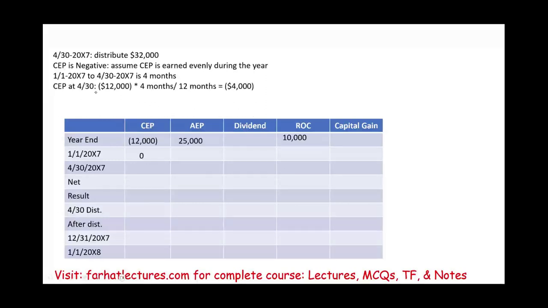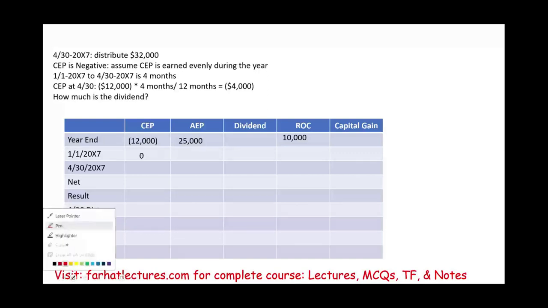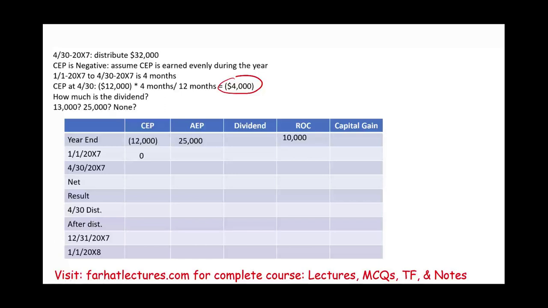Okay, so of the 12,000, we assume 4,000 is as of April 30th, which means negative 4,000. Now the question is, when I do this in my class, I ask the students, how much dividend is there? Some say the dividend is 13,000. Some say the dividend is 25,000. Some say none, because basically on this 32,000. So let's assume, how do we compute the dividend under those circumstances?